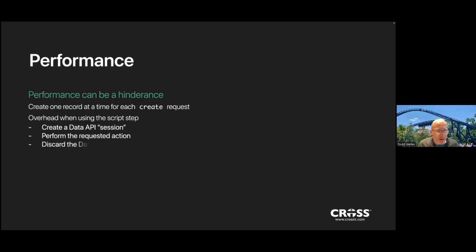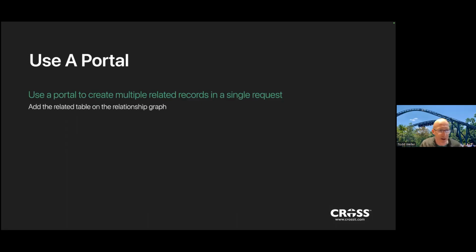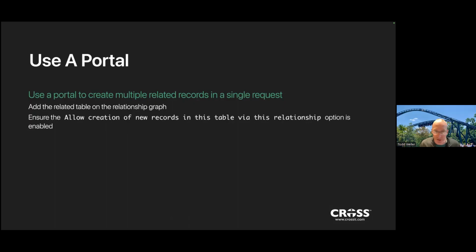Apparently I had more notes on my slide that I didn't go far enough. So that got me thinking about how do we create multiple records in a single session, and that was to use a portal. Because what you can do is in a portal, you can create multiple related records in a single request. You add the related table to the relationship graph. You ensure that the option to allow creation of new records in the relationship is enabled. That's a critical piece right there. If you miss that, you're screwed. Yeah, exactly, as I learned.